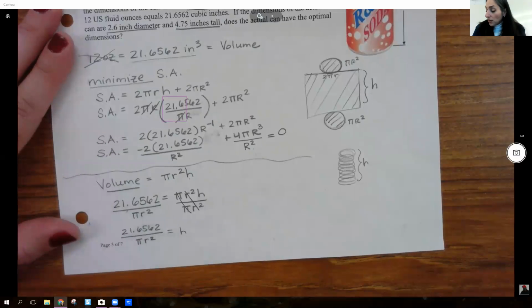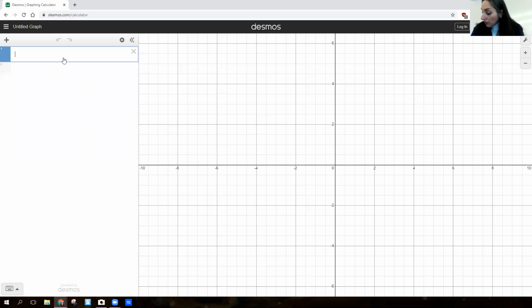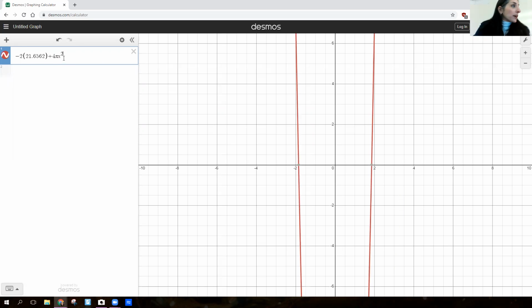So we're going to set that numerator equal to 0, and I'm going to use Desmos to help me out with this, especially since we have the decimals. That would make it a little bit easier. So I'm going to type it just like we have it, -2 times 21.6562, and then that will be plus 4 pi, I'm going to use x instead of r squared. Okay, so there is your function. You can put y equals in the front if you want to, you don't have to. And so we have solutions here and here.